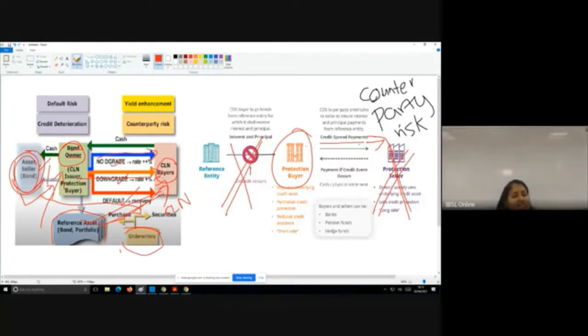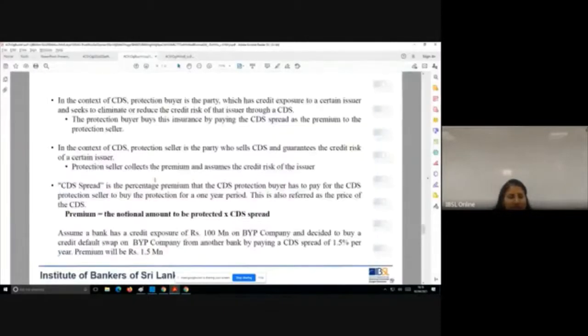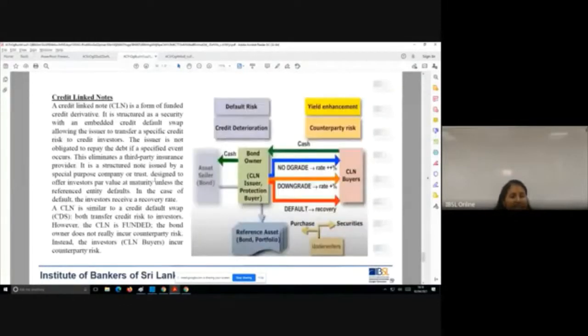Okay, let's say there is a default occurrence. Then again, the bond owner will not face the default. The bond owner will pass it to the CLN buyers, who will only get a recovery rate. Okay. So from this arrangement, what is the difference between CDS and CLN? Both CDS and CLN help to transfer credit risk.